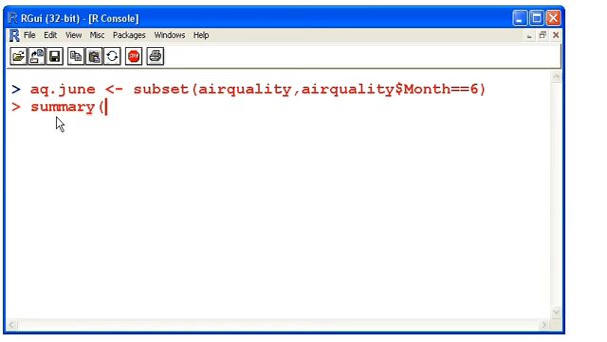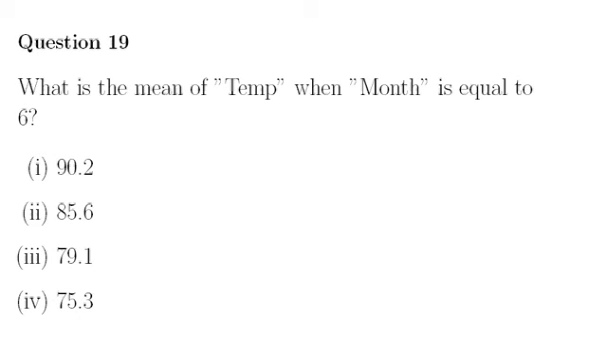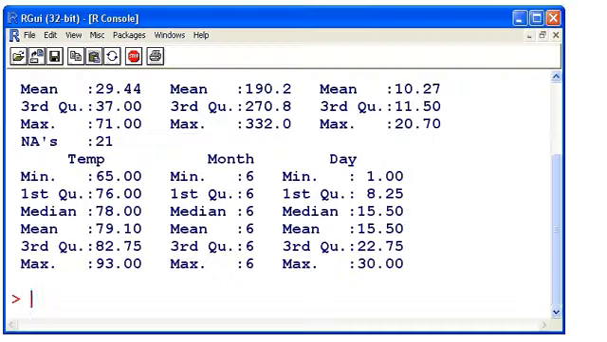And that's just essentially air quality for June. And the question that we are asked is, what is the mean of temperature when month is equal to 6? So here is the mean of temperature when month is equal to 6, 79.10. And that ends our presentation.